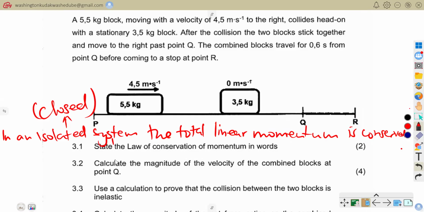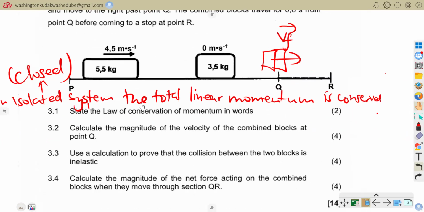Now they are saying calculate the magnitude of the velocity of the combined blocks at point Q. So they want us to find the velocity at which these two combined blocks will pass this point. We want the final velocity of these two objects, because initially this one is at rest and this one is moving at that velocity. So what we usually do here, we apply this law of conservation of momentum.